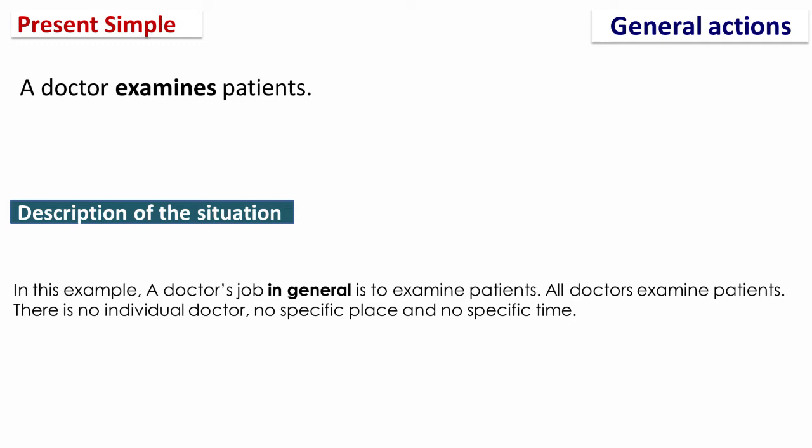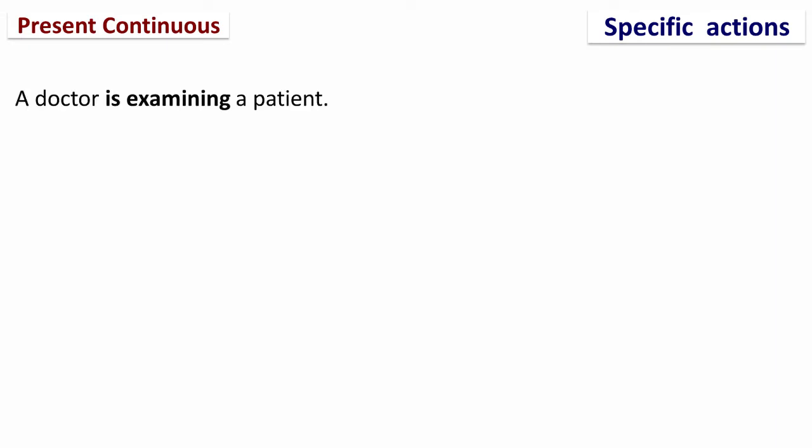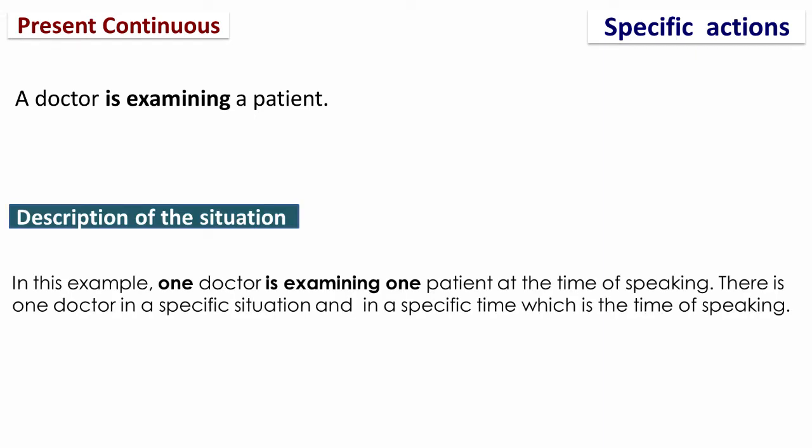On the other hand, the present continuous is used to express specific actions. For example, a doctor is examining a patient. In this example, one doctor is examining one patient at the time of speaking. There is one doctor in a specific situation and in a specific time, which is the time of speaking.